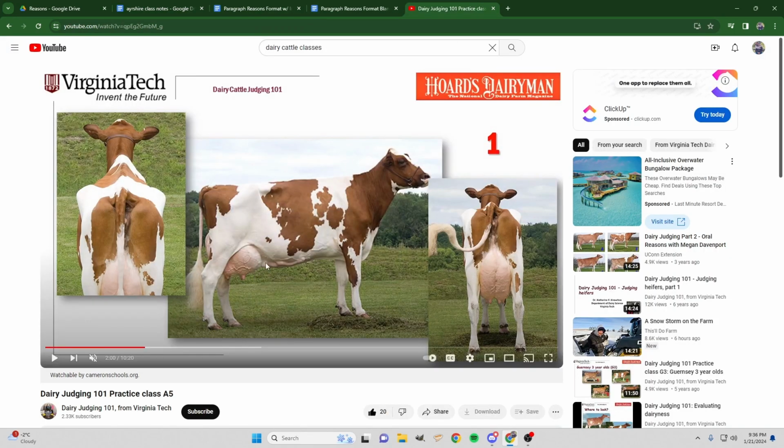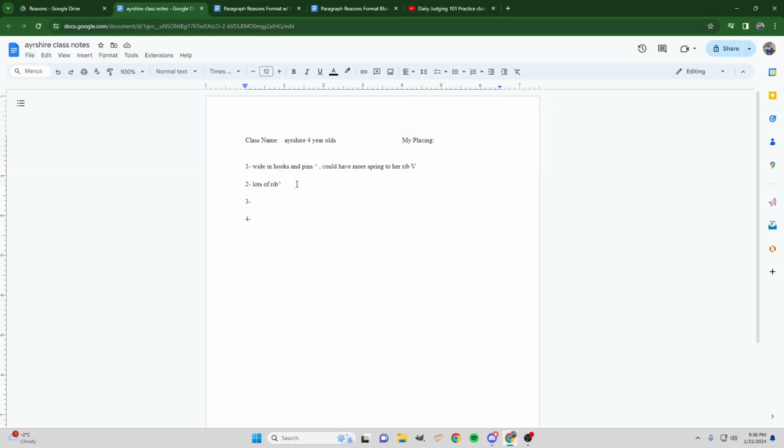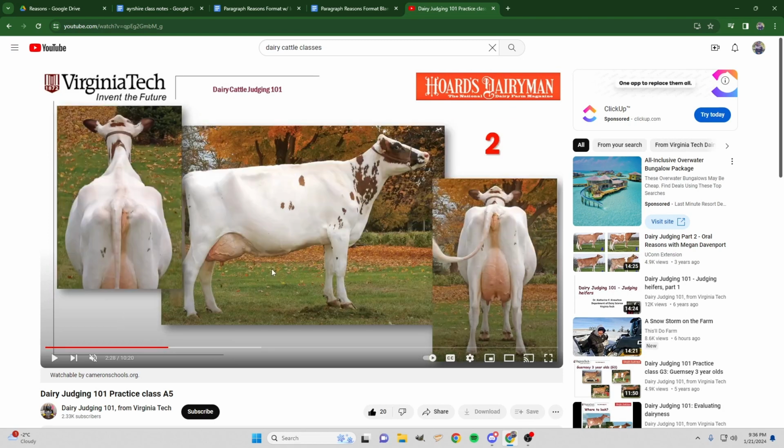Then let's go back here. Let's look at the udder. Good fore udder attachment. Good veining. Good cleft. Decent sized teats. Not too big, not too small. She's well attached. Good veining. I misspelled the heck out of that. There we go. It's close enough. Now let's go on to cow number 2.